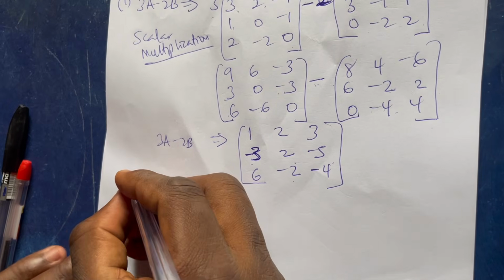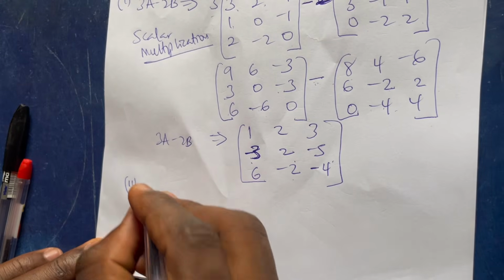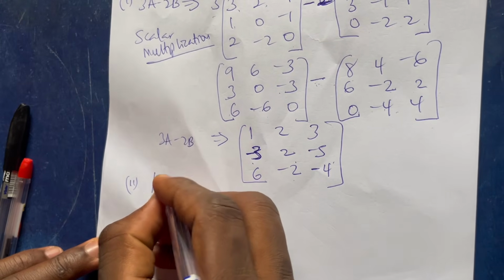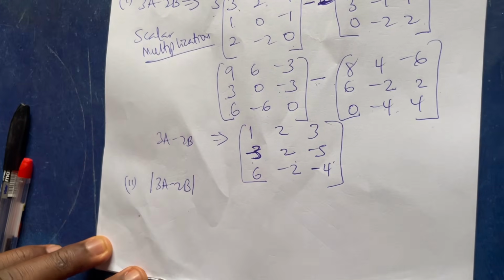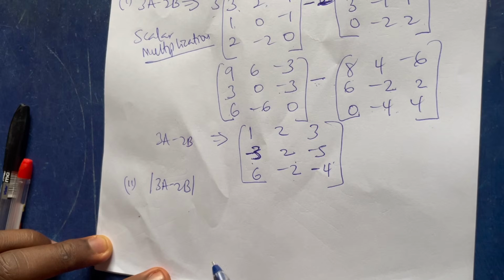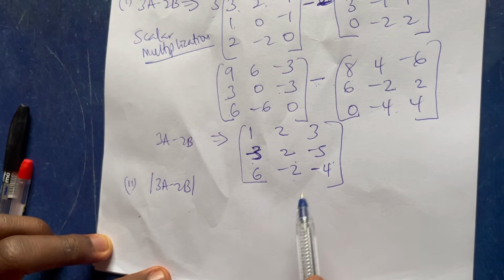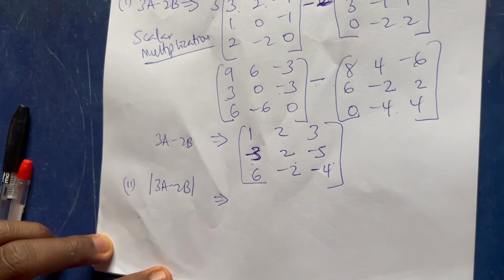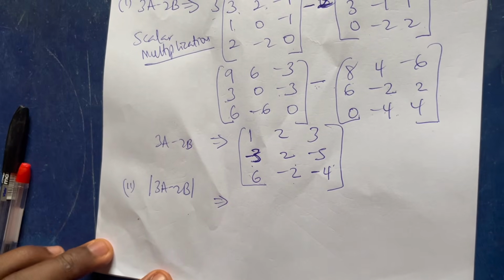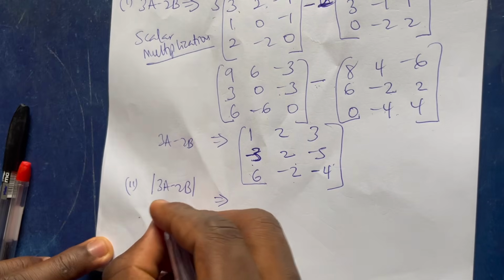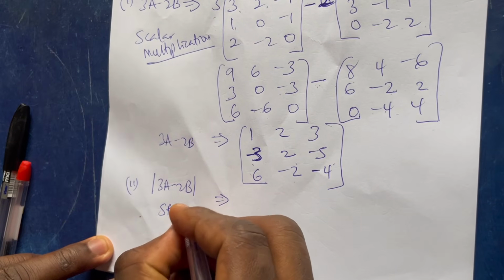So for the II, it says that I should find the determinant of 3A minus 2B, that is the determinant of this particular answer. I'll be using two methods to solve that: Sarrus' method and also the cofactor method. So let us use Sarrus' method. When I say Sarrus, I'm referring to this.